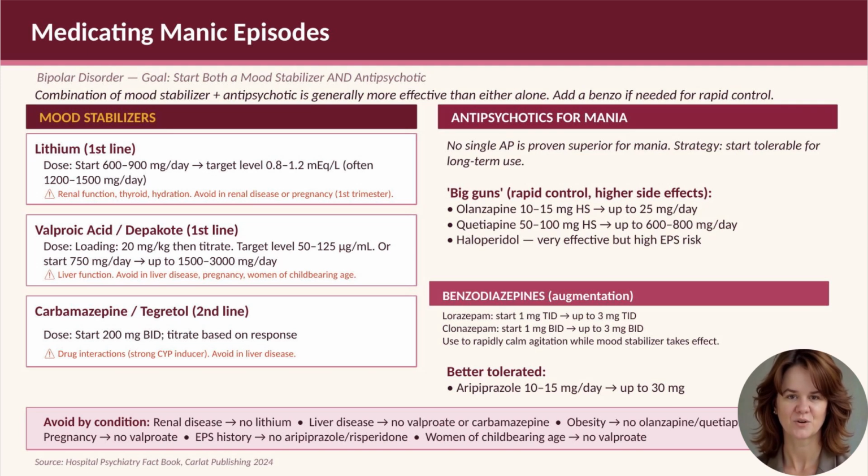And haloperidol remains a potent option for rapid control in inpatient settings but has a higher risk of extrapyramidal symptoms. Benzodiazepines such as lorazepam or clonazepam may be used short-term for severe agitation or insomnia, but should only serve as a bridge while mood stabilizers and antipsychotics take effect.